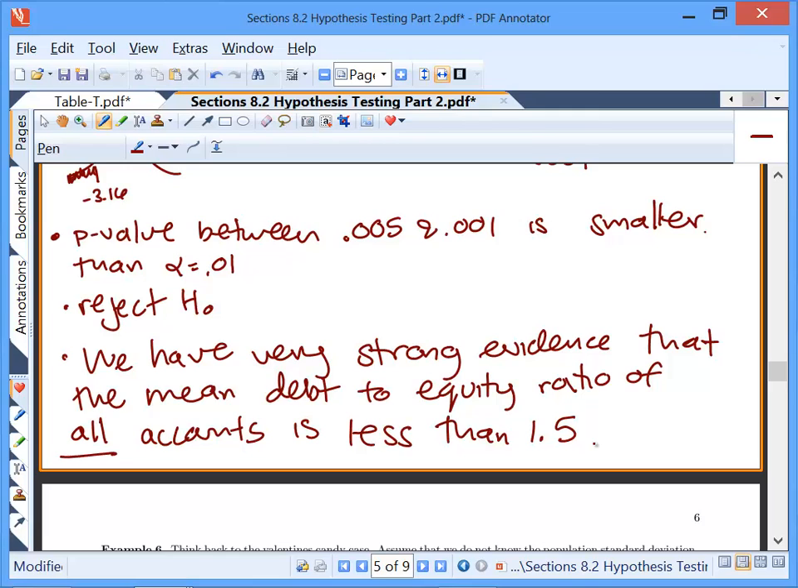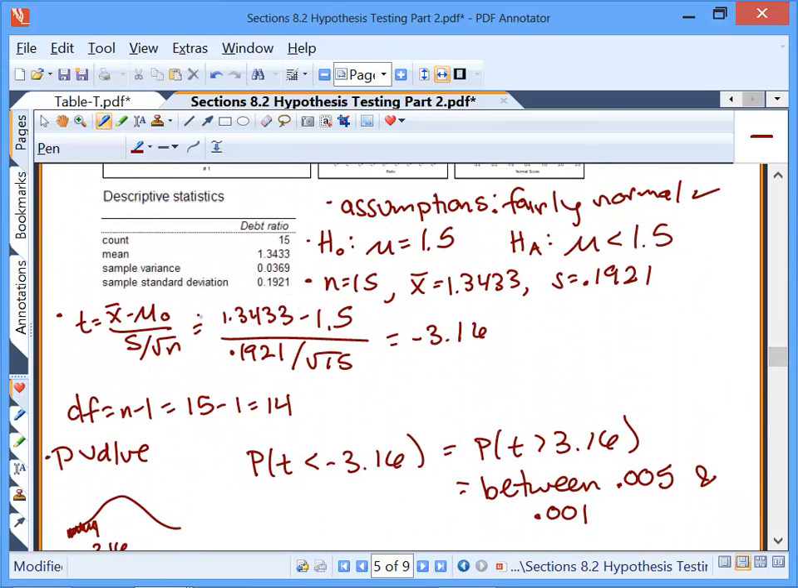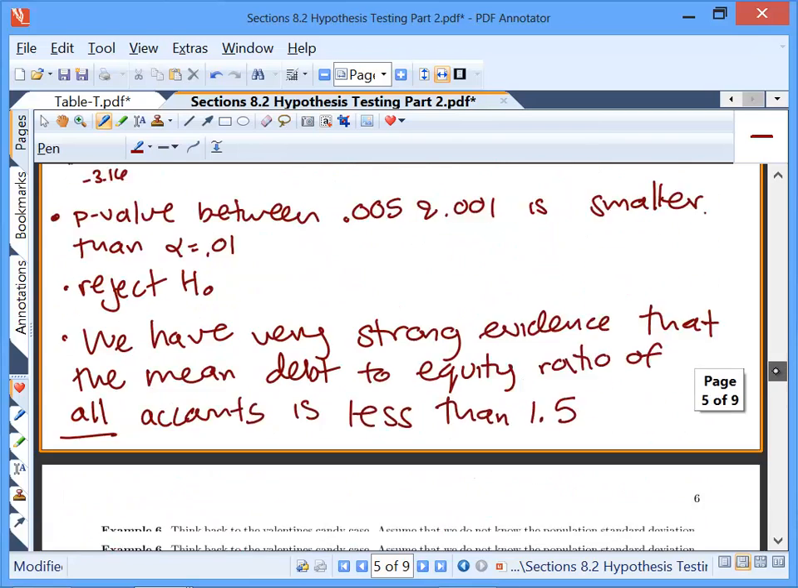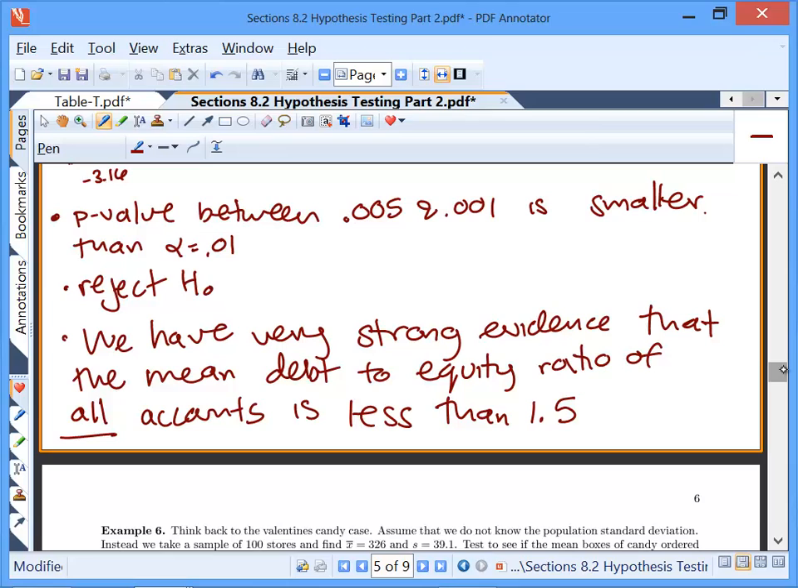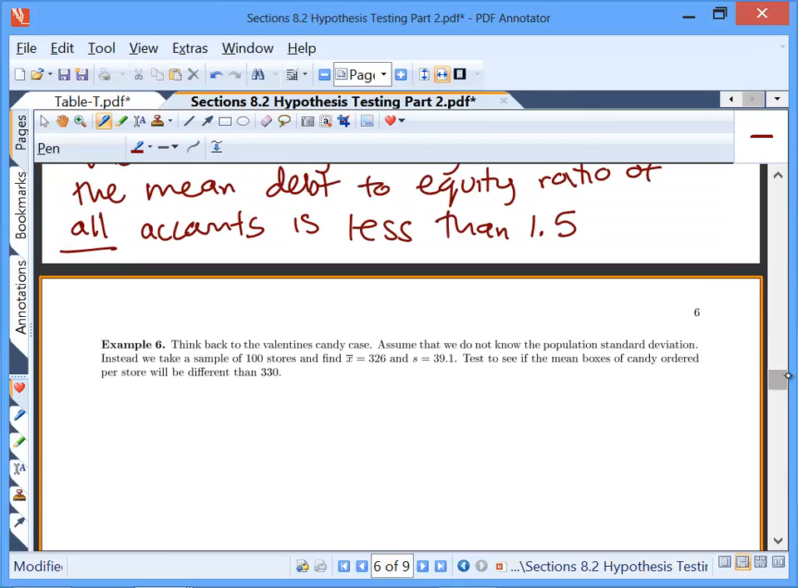Now again, statistically significant means we're very sure that we made the correct decision. You might have to ask your boss whether switching from 1.5 to 1.34 is really practical, but you're very sure that the mean is something less than 1.5. So that's an entire t-test from start to finish. Questions on that? So we can do our next example.